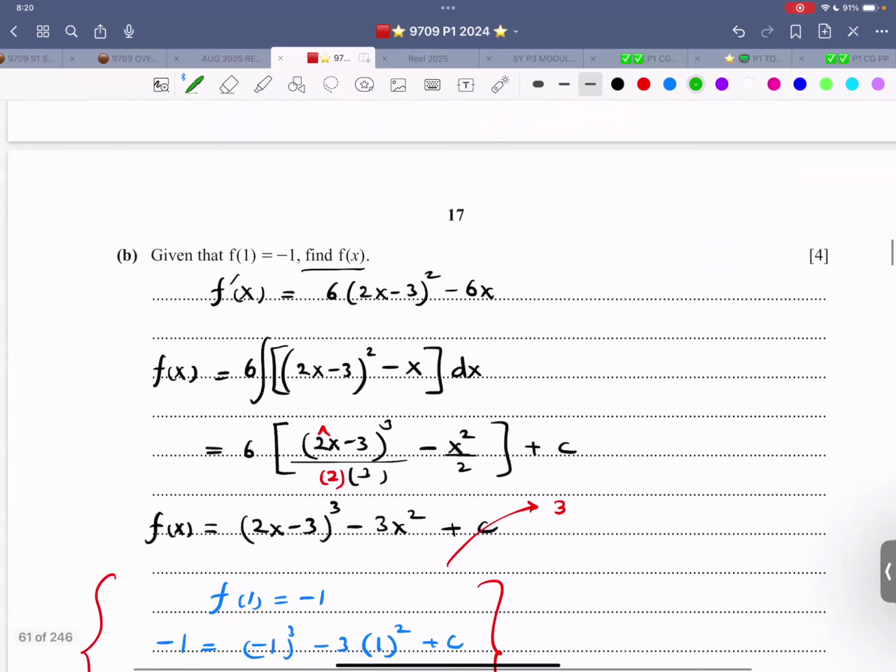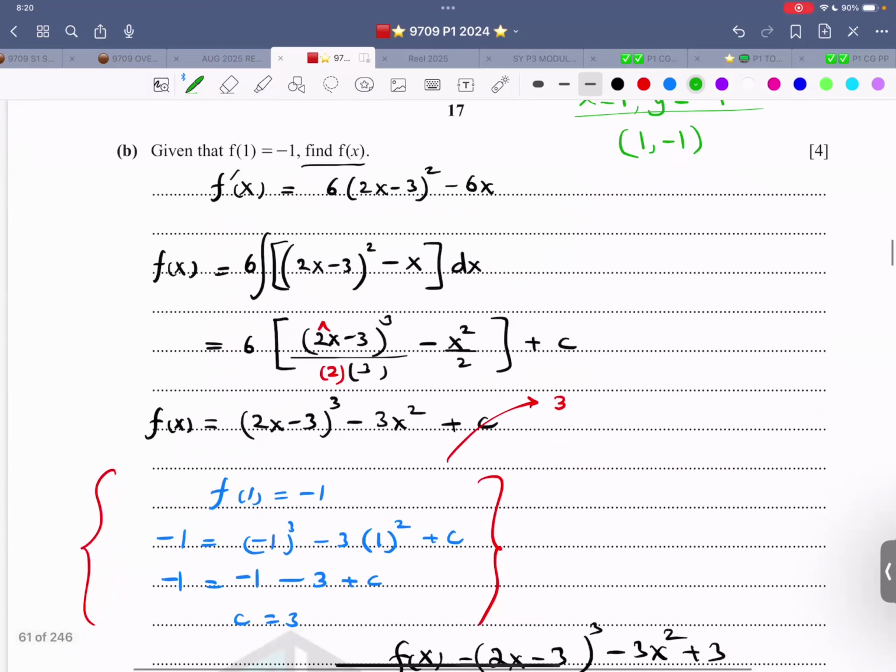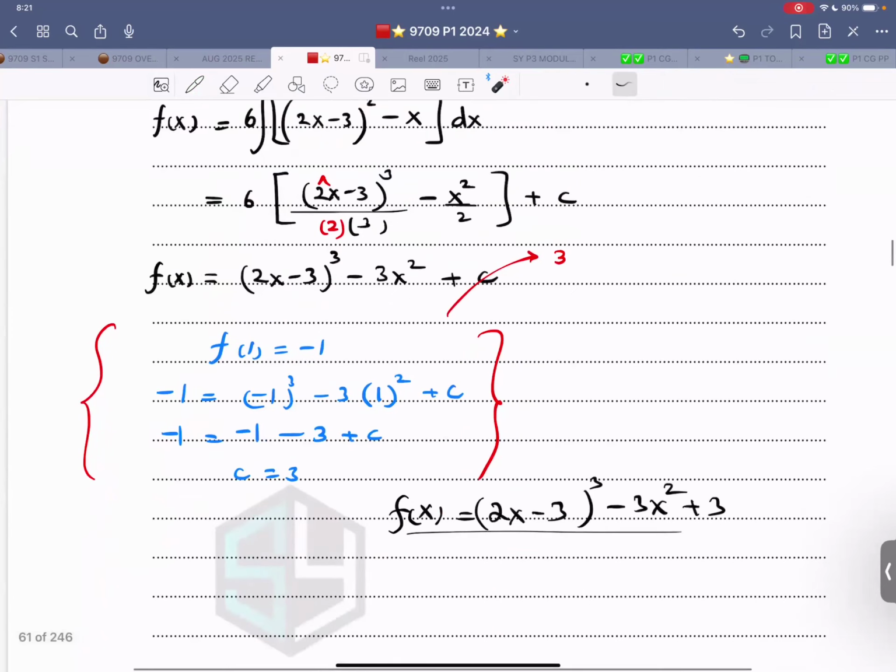Given that f of 1 is negative 1, that means when x is 1, the y value is negative 1. This is the coordinate through which it's passing. So now it's about integration. What we do is integrate the function. This is chain rule. This is basic. 6 was common, that's why I took it common. Otherwise, don't be obsessed with taking common. So now 6 is there. This is application of chain rule. You have C. You plug in x and y, you find the value of C, and you write down the equation.